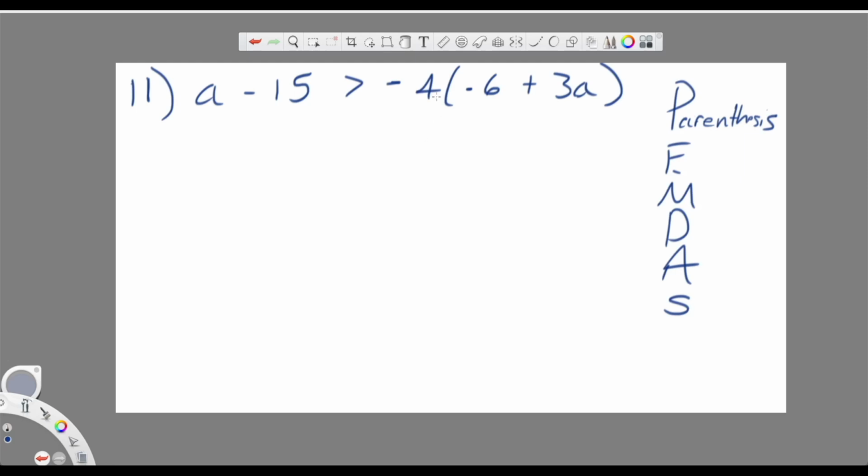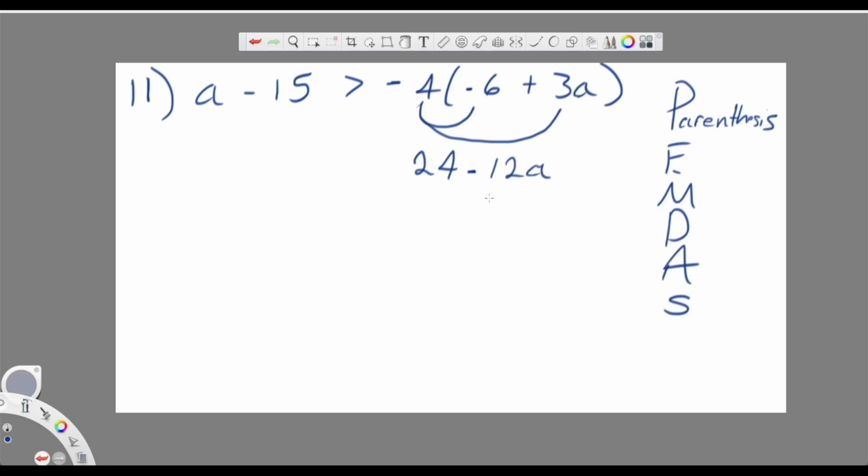Now, if you aren't too sure how to use distributive property, I may make a separate video on that. But for now, minus 4 is going to be what we're distributing. So negative 4 times negative 6 is positive 24, because a negative times a negative is a positive. And then negative 4 times positive 3a is negative 12a.